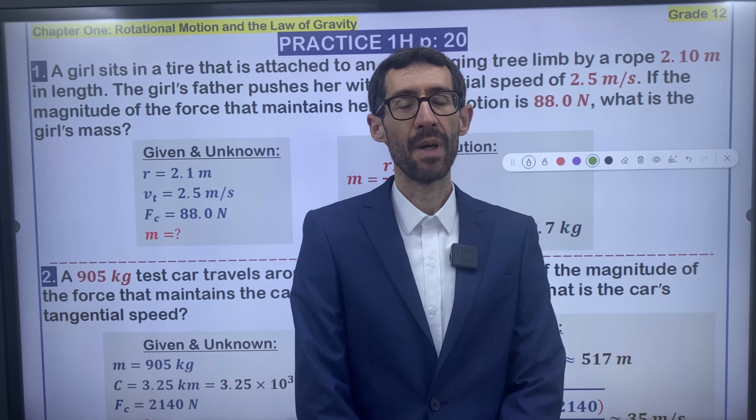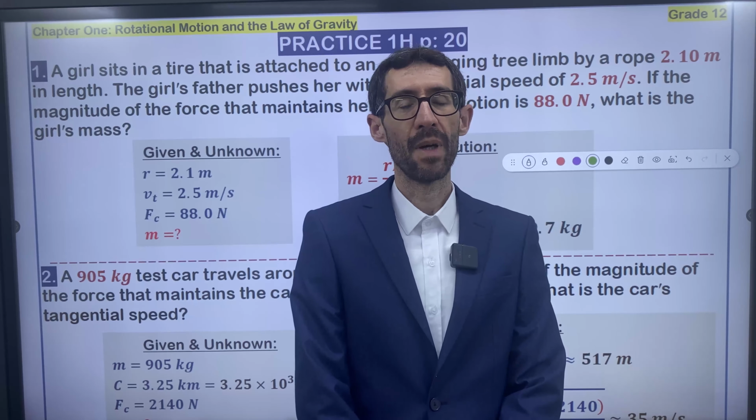I'm talking about this information, 3.25 kilometers circular track. A 905 kilogram test car travels around a 3.25 kilometer circular track. If the magnitude of the force that maintains the car's circular motion is 2,140 Newton, so this is Fc. This one is the mass, right? It says, what's the car's tangential speed? So we look for Vt.